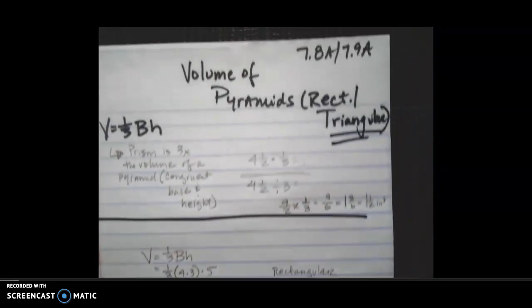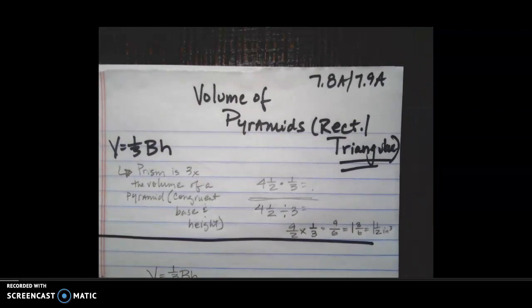Remember that the TEKS covered in this video were 7.9a specifically, but we were inferring 7.8a, which is talking about the relationship between a pyramid and a prism with congruent bases and heights.